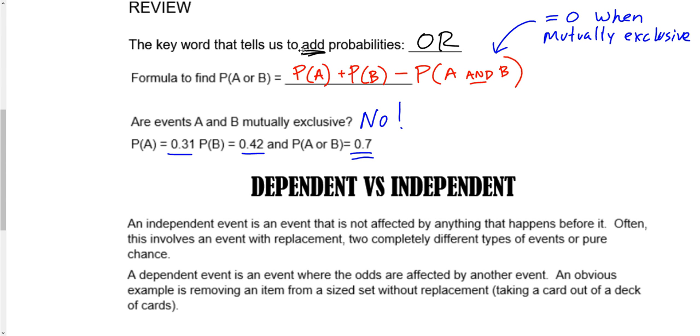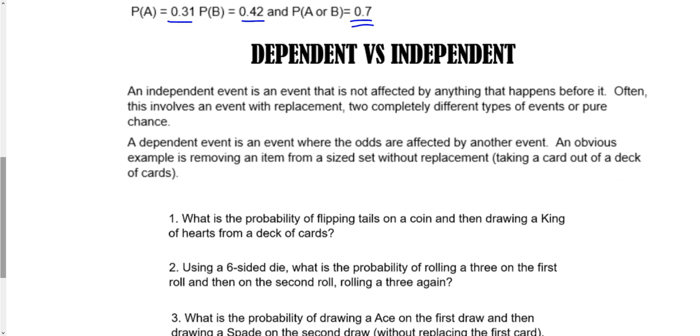Now, before we get into calculating these probabilities, you have to understand the difference between a dependent and an independent event. Because just like mutually exclusive and not mutually exclusive, it affects how you calculate things. So first, we're going to talk about what it is to be independent versus dependent. I'm just going to underline some key points in this paragraph. It says, the independent event is an event that is not affected by anything that happens before it. That's the basic definition of an independent event.